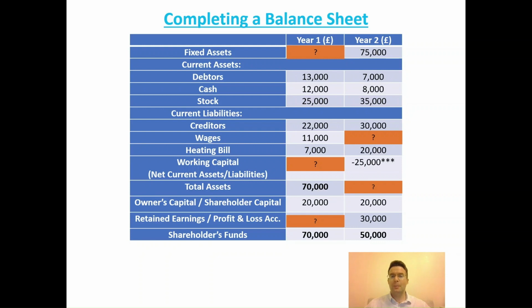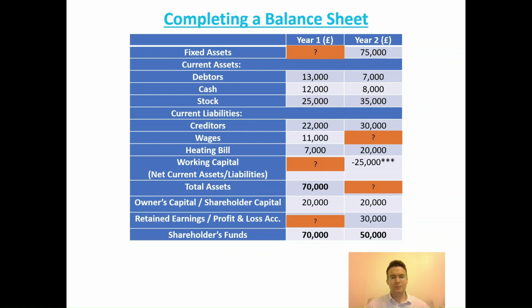Then we've got the bottom of the balance sheet. We've got owner's capital, of course, if it's a limited company, a private limited or a public limited company, it's called shareholder capital. And essentially, this is the value of the money that the shareholders or the owner themselves has put into the business. For example, in year 1, you can see the shareholders have put £20,000 into the business. And then we've got retained earnings, sometimes simply known as profit and loss account. And this is the retained earnings from trading within the business. So in year 2, for example, we can see is £30,000.